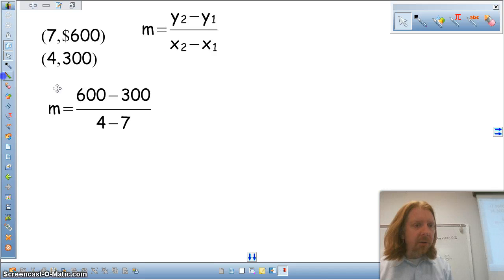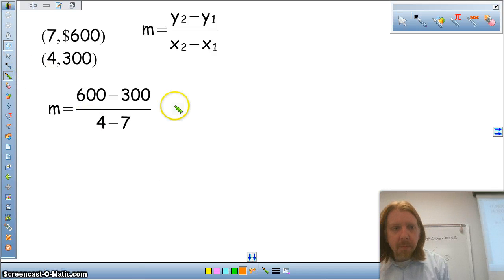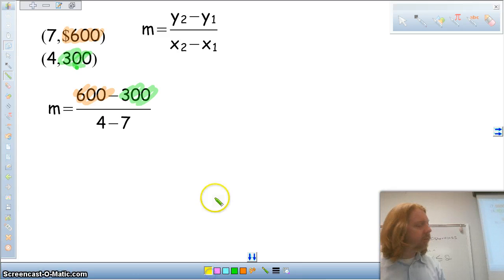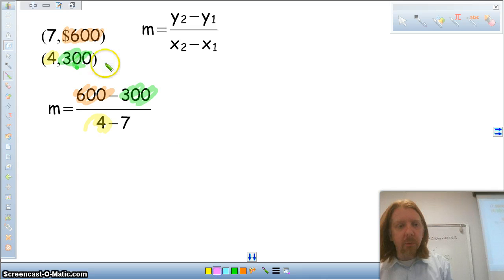Now let me add some color so you guys can see where these numbers came from. Y2, Y1. And then my X2 and my X1.